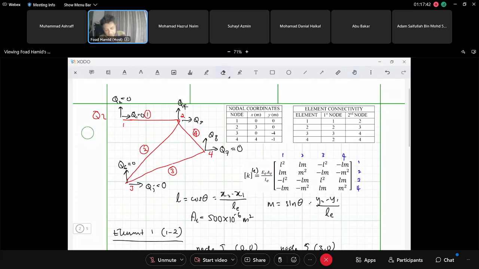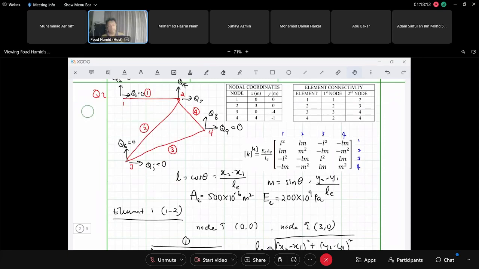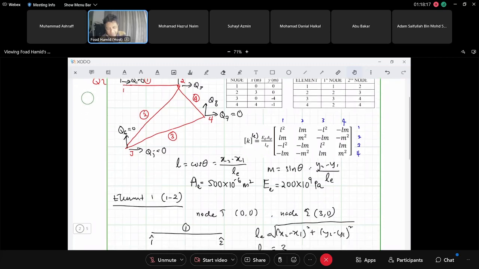So in this case, our AE is 500 times 10 to the minus 6 meter square, and our E, Young's modulus for each element, is 200 gigapascal. So I'm using every single basic unit. Pascal is just Newton per meter square.